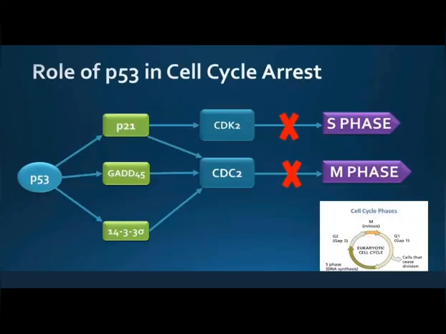Let's see how p53 regulates the cell cycle. p53 regulates the cyclin dependent kinases, the CDKs, thereby inhibiting the S phase and M phase. This is controlled through p21, GADD45 and 14-3-3 sigma. So these are the regulating elements through which p53 acts, and cell cycle arrest occurs through this process.